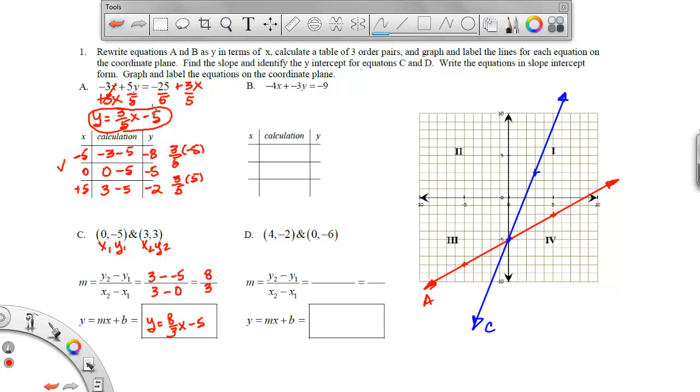So you'll write your equation in slope-intercept form, or in other words, y in terms of x. You'll pick numbers according to your denominator, solve for the y, graph the ordered pair, and then on part C, you use the slope formula to find the slope. One of these points will be your y-intercept. Write your equation, and then graph it.